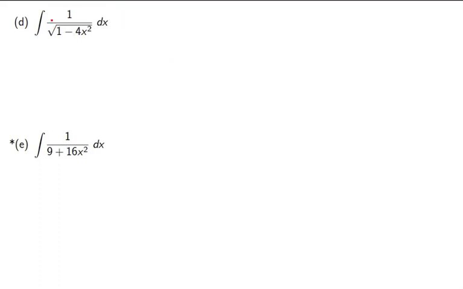For this one, I've got a pretty similar problem, but there's a 4x squared here. I'm going to think of this as 2x squared. And so with that in mind, I'm going to let u equal 2x. Then du equals 2 dx. So du over 2 equals dx. With that said, I've got du over 2.